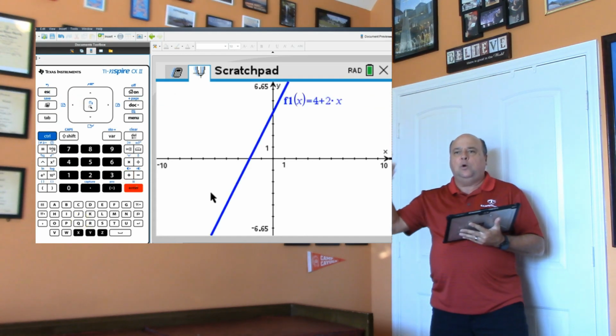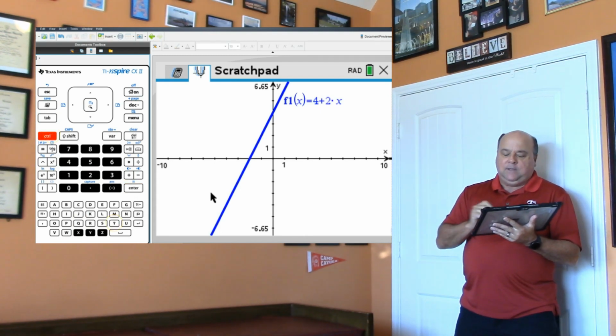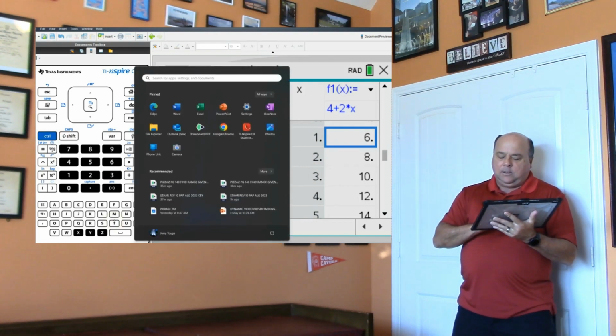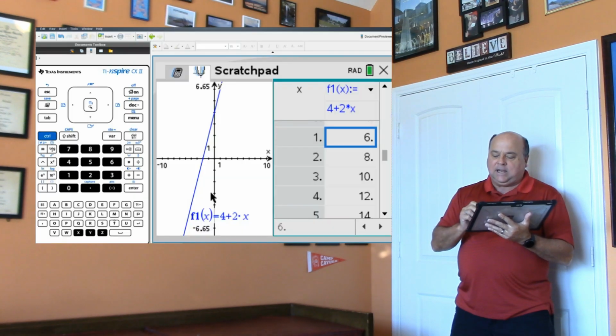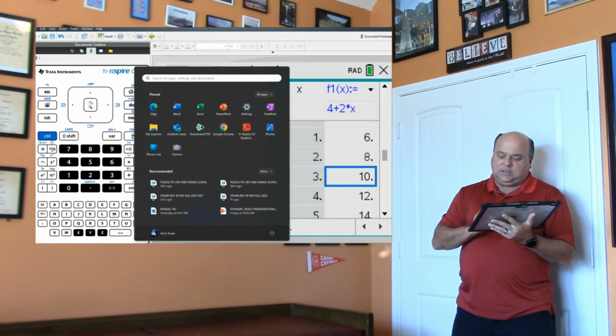So all you're going to do on these is graph the lines, then hit Control-T. Once you hit Control-T, your answers are going to be on the right. For the first one, we want 3. If I go to my table at 3, the answer is 10, so I'm going to put 10 by this one.